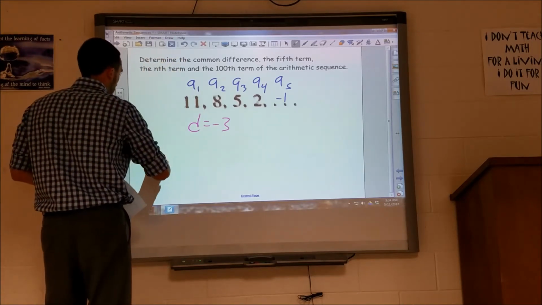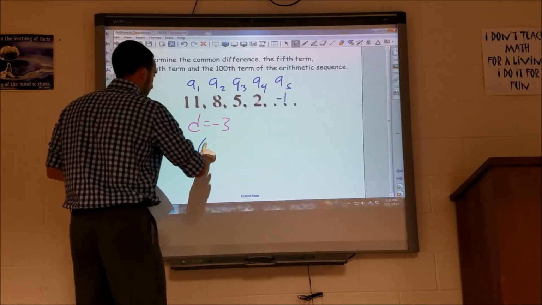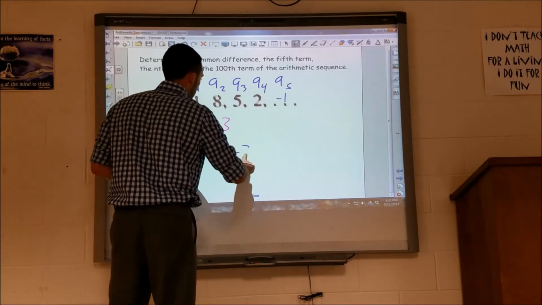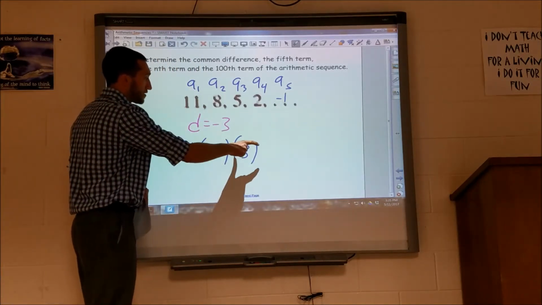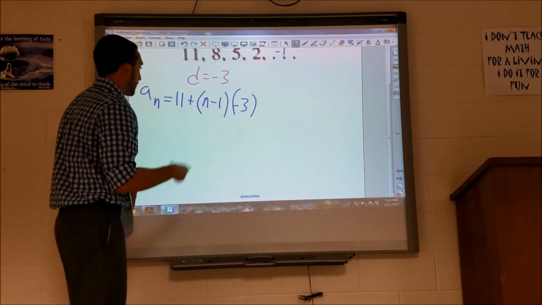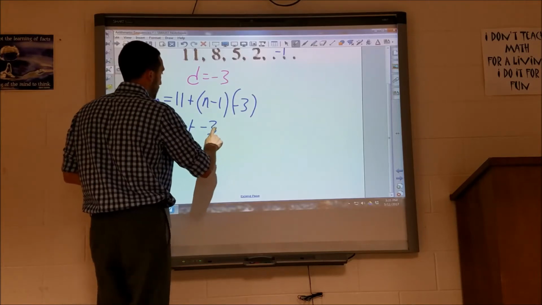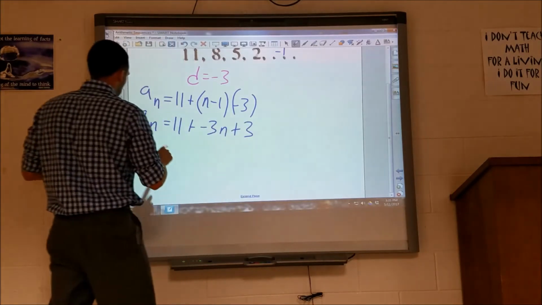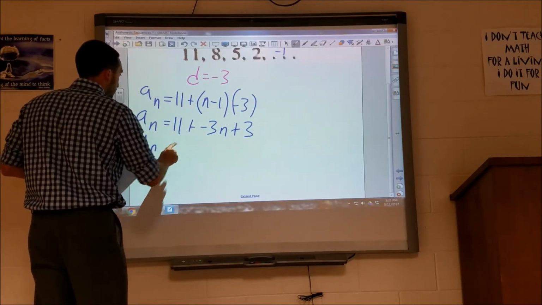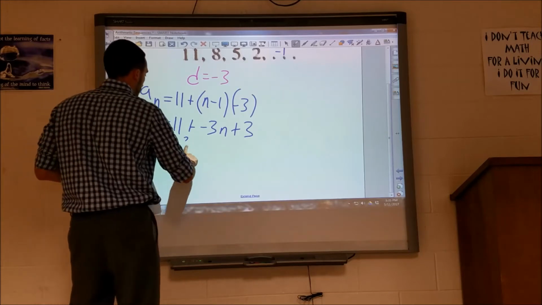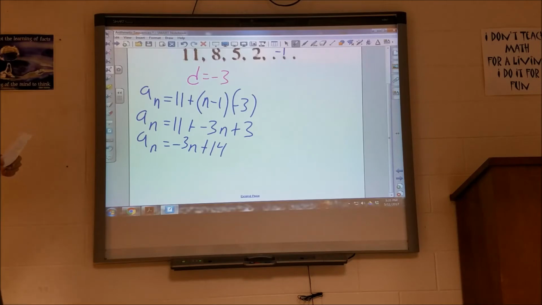Okay, so remember, a sub n equals our first term, which was 11, plus n minus 1 times -3. So n minus 1 means whatever term we're on times the common difference. So now I'm going to simplify my nth term: 11 plus -3n plus 3. So my nth term should be equal to -3n plus 14. Okay, that's my nth term.